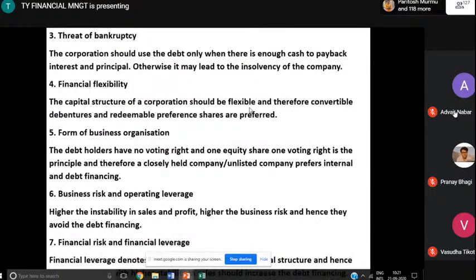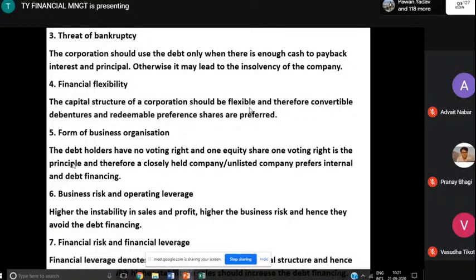Okay, come to the next heading. Threat of bankruptcy. Self-explanatory. No, you don't want to become Dr. Vijay Mallya, right? See what is given. The corporation should use the debt only when there is enough cash to pay back interest and principal. Otherwise, it may lead to the insolvency of the company. Very, very clear.